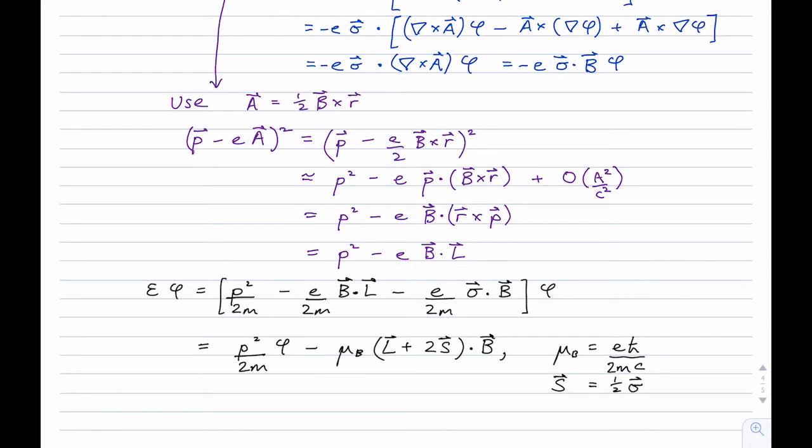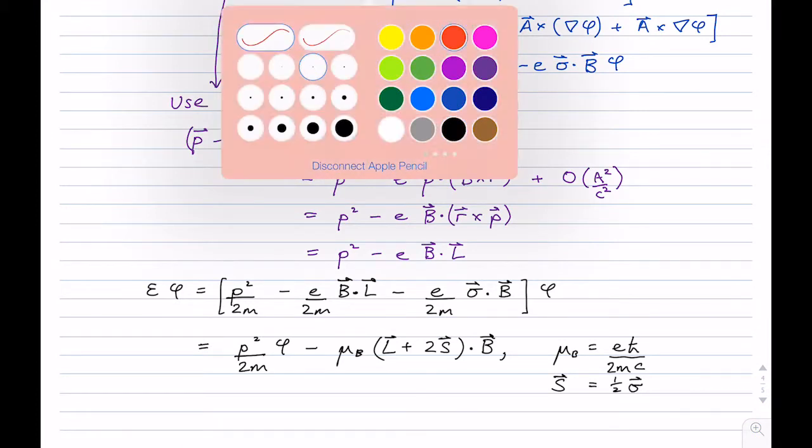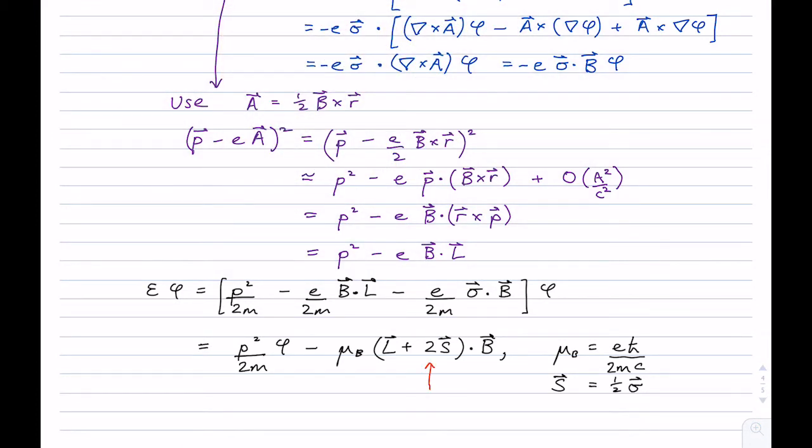And so, yeah, we get this nice equation, and there it is. There's the g factor, g equals 2, right here. And so we've recovered the electron g factor.